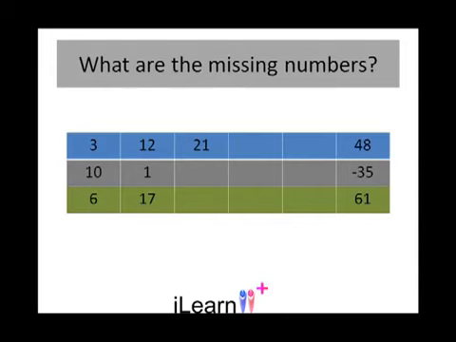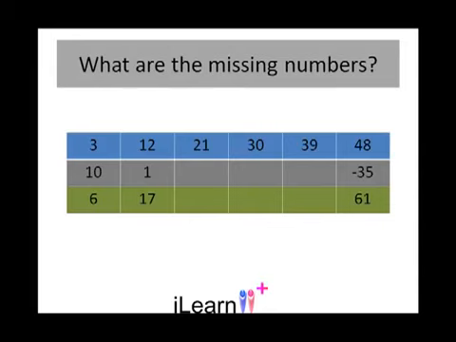21 is the next number. Can you see the pattern? 30, and finally 39. So each one is add 9.